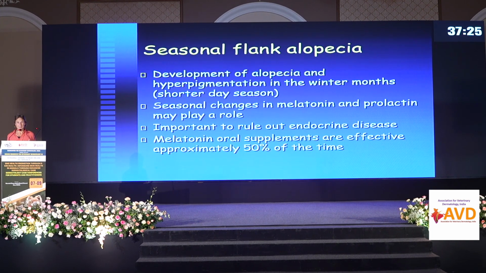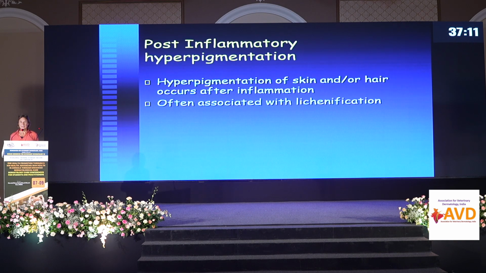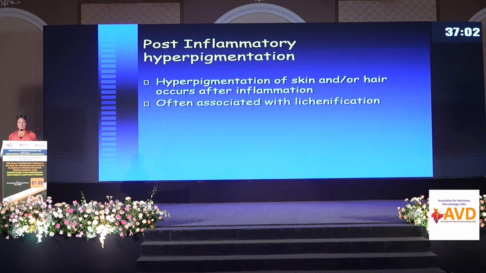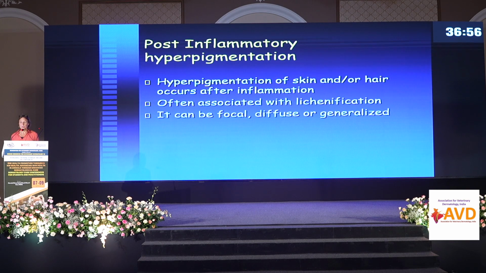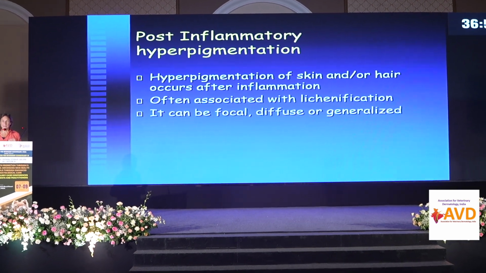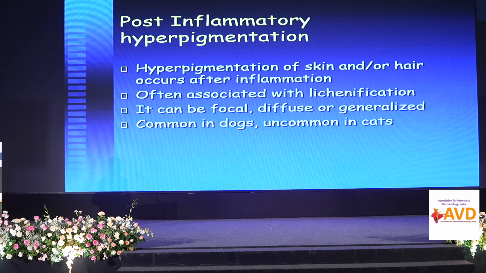Some clinicians supplement these dogs with melatonin, and half of them tend to improve. Some don't, okay? Some will regrow their hair in the summer months, and some will not. Another option, like I said, is post-inflammatory hyperpigmentation. So in these cases, you typically have lichenification, so the skin gets thicker and it gets darker. And these are typically allergic dogs that have been itchy for a while, and then the skin reacts that way. It can be focal, it can be generalized, and this is typically something that we see in dogs, not so much in cats.